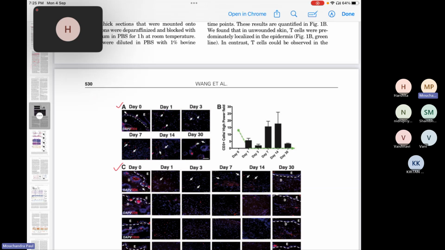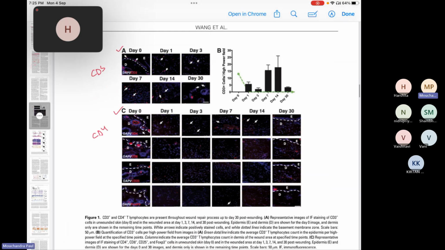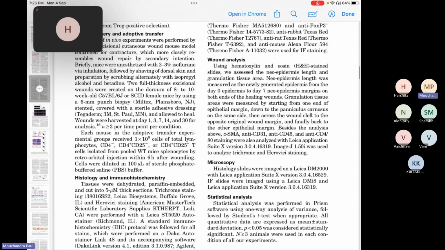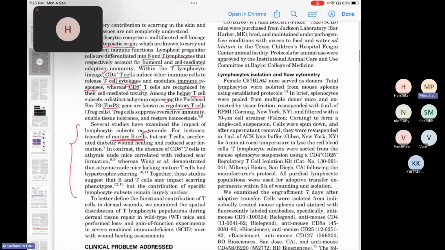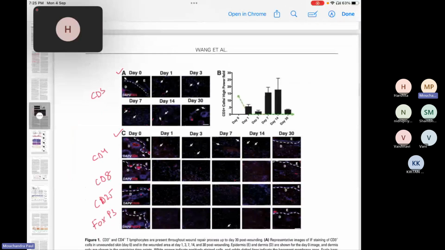And they have observed the distribution of CD3 T cells, CD4 T cells, then CD8 T cells. CD8 T cells are the cytotoxic T cells. Then CD25 T cells, and FOXP3. As I said, FOXP3 marks the regulatory T cells. So these are all subtypes or subpopulations of T cells, and they try to see where they are located in the skin.